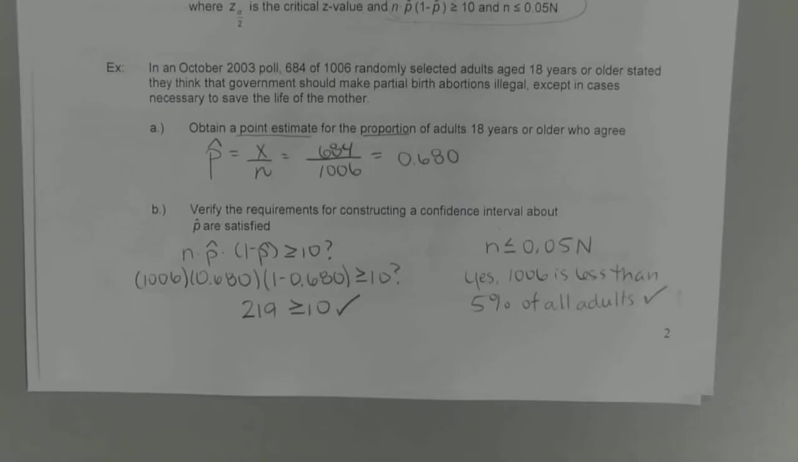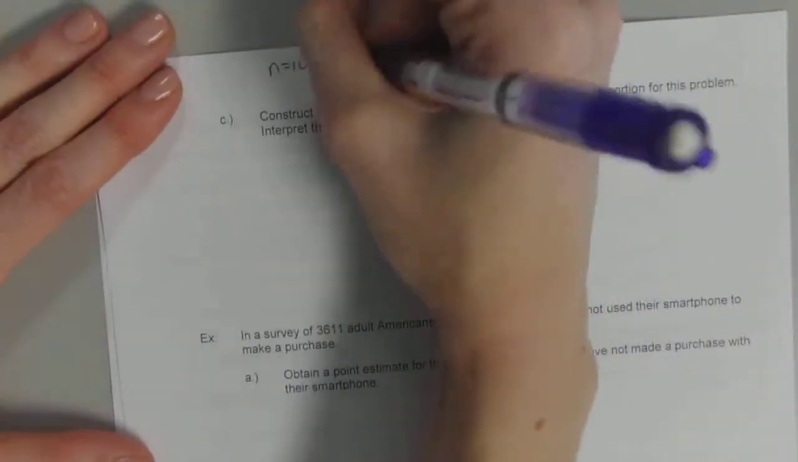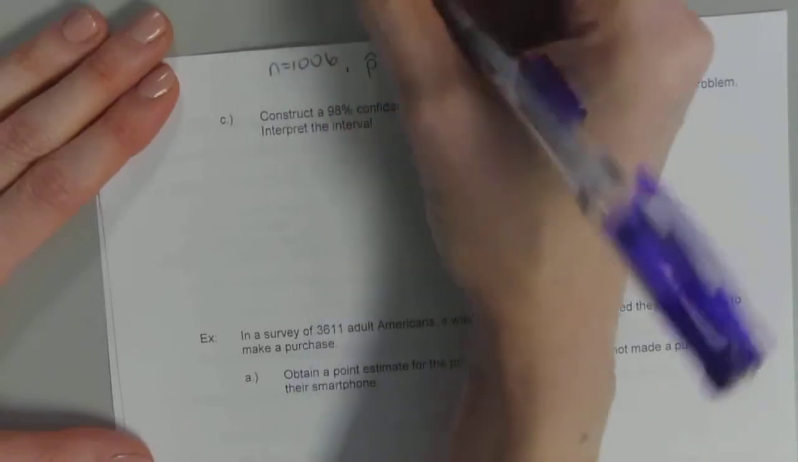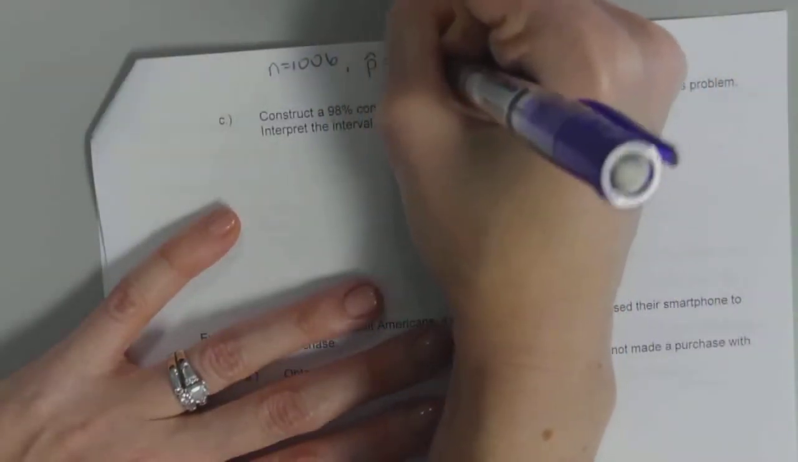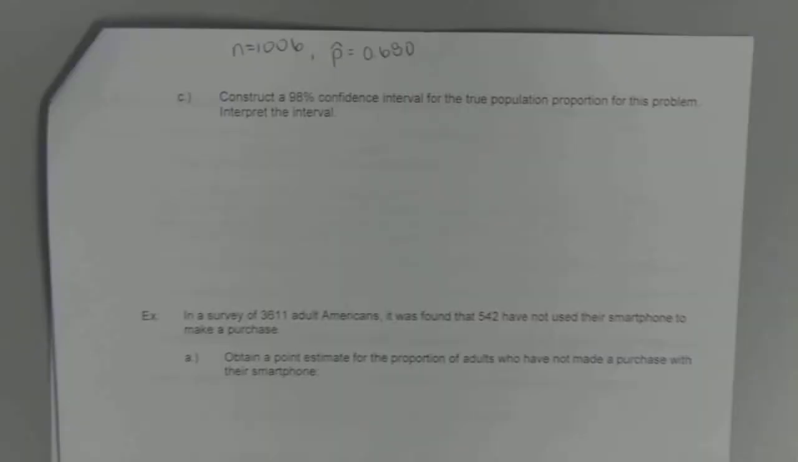All right, so when you flip it over, since it's still the same problem and I don't want you to flip back and forth, what I want us to do is right up here, our N was 1,006. Oh, I'm writing really high, sorry. Our N was 1,006. P hat was 0.680, okay?